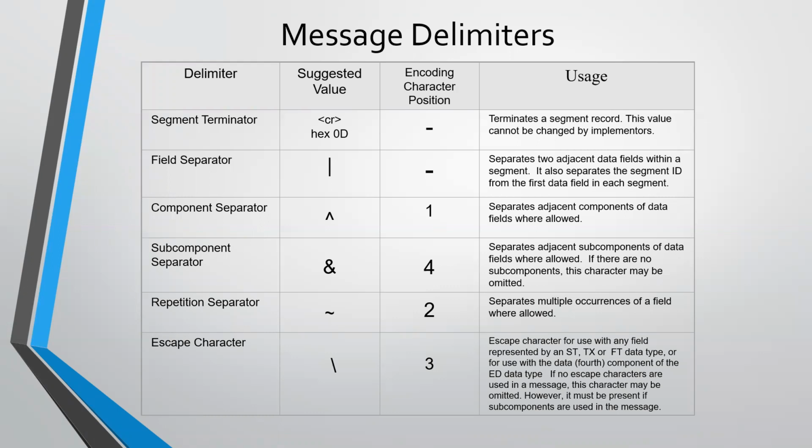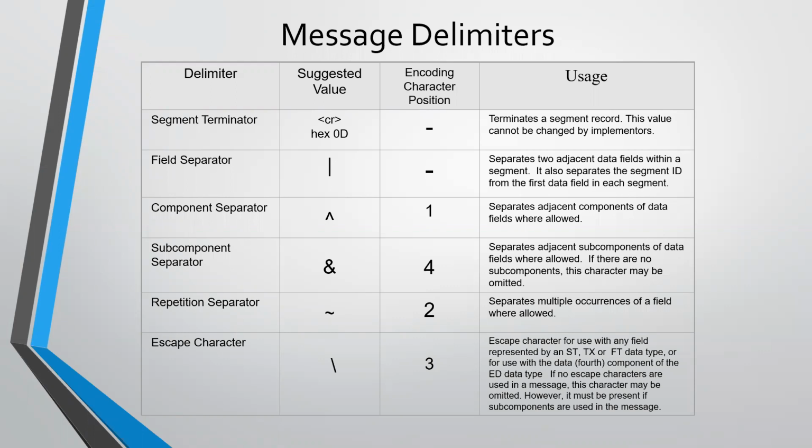When you look at message delimiters, it is the same as in our English language, where we have punctuation marks, right? We have full stop, comma, and exclamation, and these are used for various purposes. Similarly, in HL7, the first one is called a segment terminator, which represents a full stop. A full stop tells us that this is the end of the sentence. Similarly, a segment terminator will tell us this is the end of one segment.